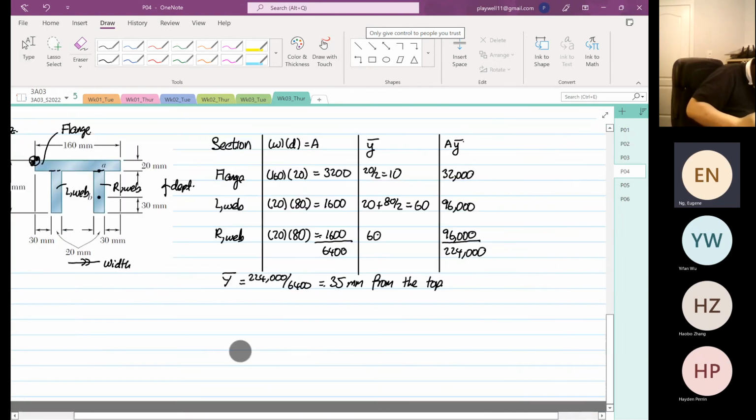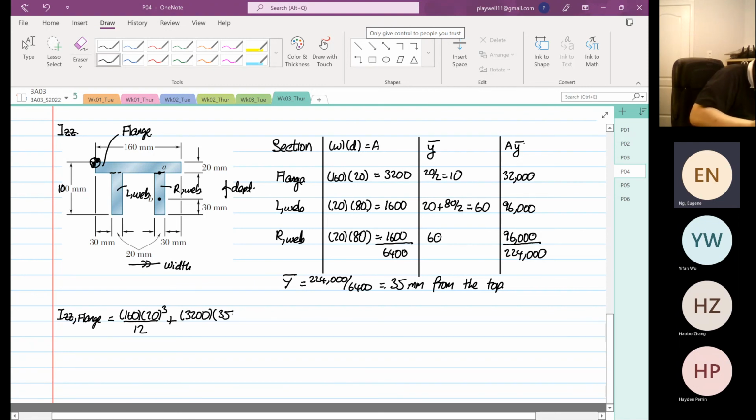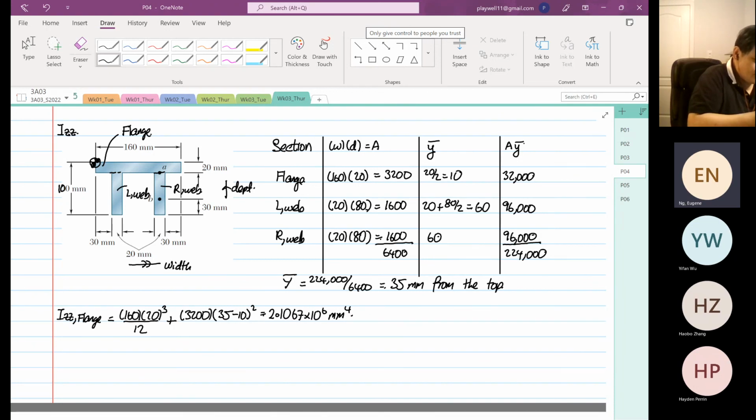Then we find our I ZZ of our flange. This will be equal to 160 times 20 cubed divided by 12, plus 3200 times 35 minus 10 squared. As I say, I'm not thinking now; if you use my approach, it's just copying the numbers in the table. It's equal to 2.1067 times 10 to the power 6 millimeter to the power 4. Let me do it again. Yep, I get the same one, 2.1067.